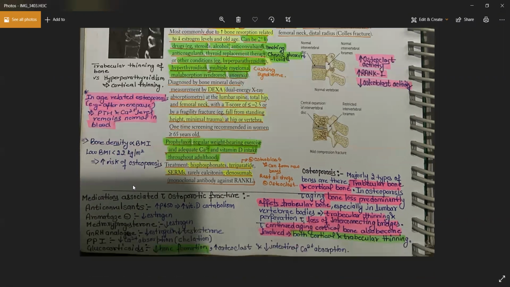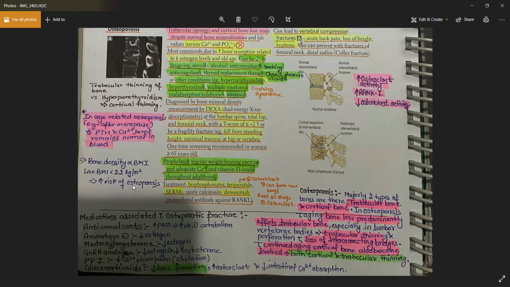You should also know about the medications that can cause osteoporotic fractures. The first one is the anticonvulsant drugs, and they increase the activity of cytochrome P450, and as a result, vitamin D metabolism is increased. When vitamin D metabolism is increased, you will have a low level of vitamin D, low activity of vitamin D, and as a result, low calcium levels and other things, right? Similarly, the other drugs are the aromatase inhibitors, which decrease estrogen formation in the body, and as a result, bone formation, or the stimulation of the osteoblast cells, is also inhibited, right?